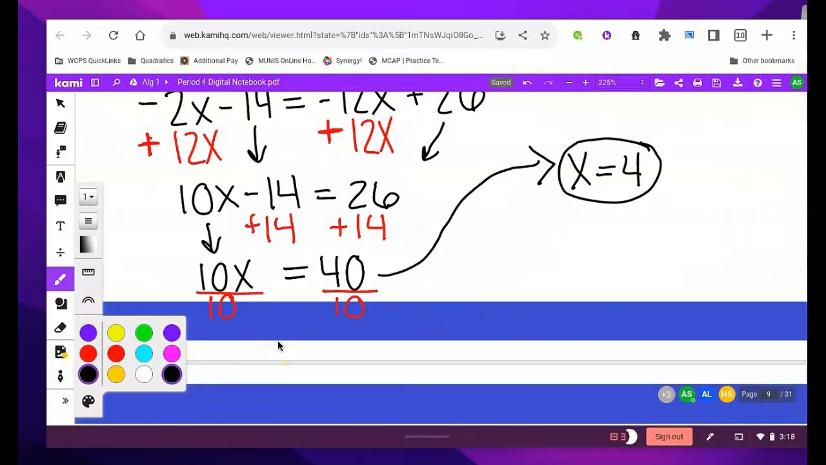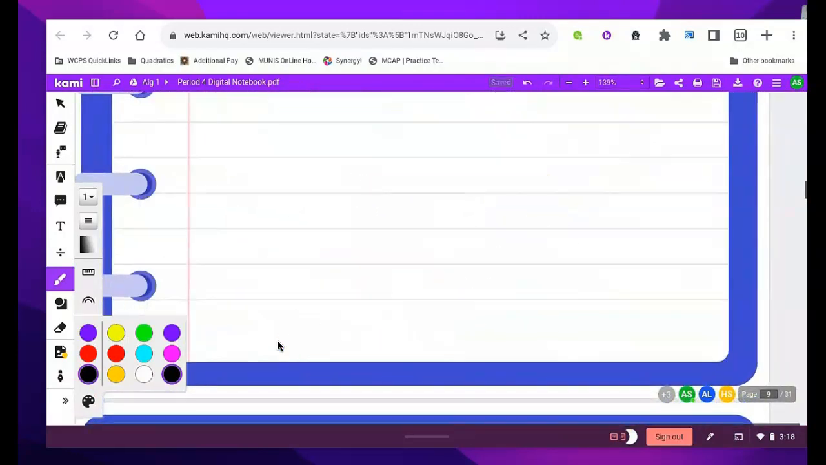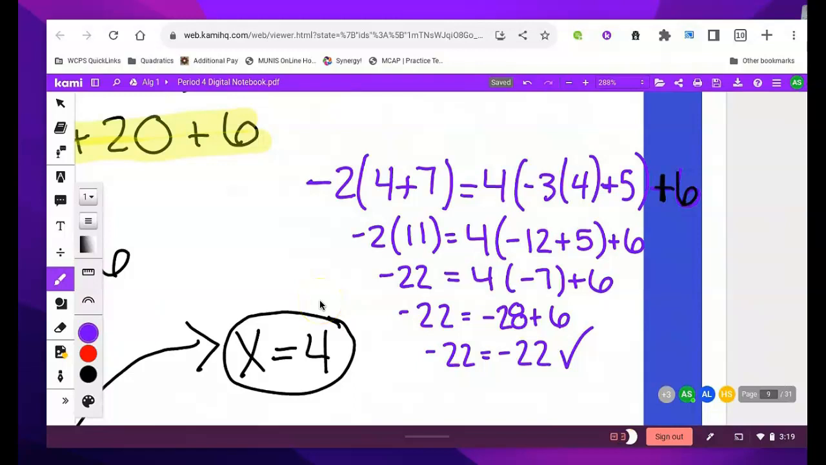And you can go back and you can check your solution just like we did in the last example. And here's what it would look like if we did check our solution. Everywhere there's an x in our original equation, we can substitute a 4, and notice we get that negative 2 does in fact equal negative 2, so we put a little check mark, we know we did it correctly.